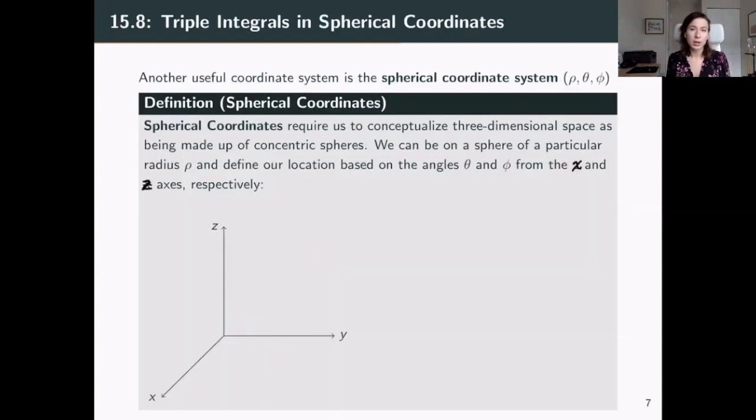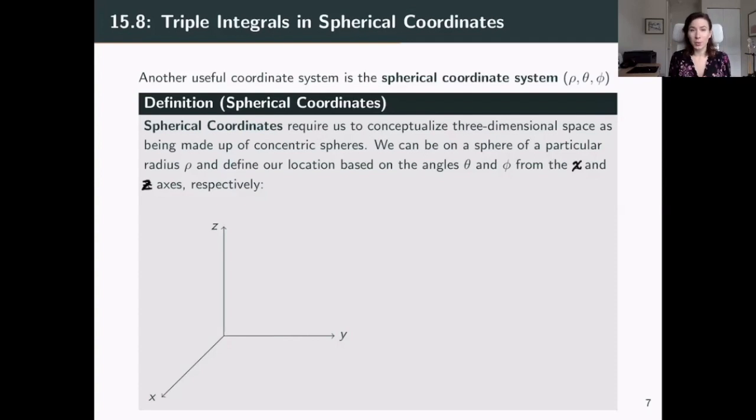We're now moving on to the next way to represent points in three-dimensional space. We worked through cylindrical coordinates, which was where we had just one plane in terms of polar and then had another coordinate in the standard way.